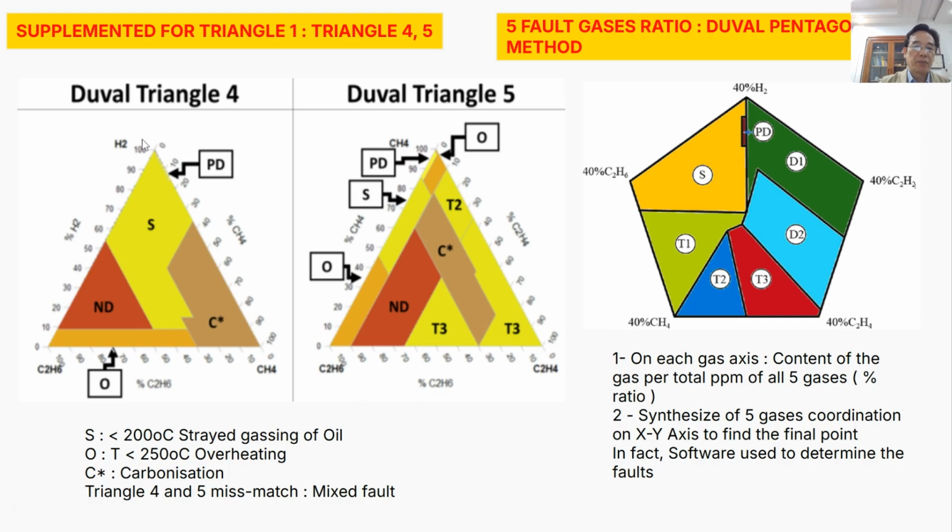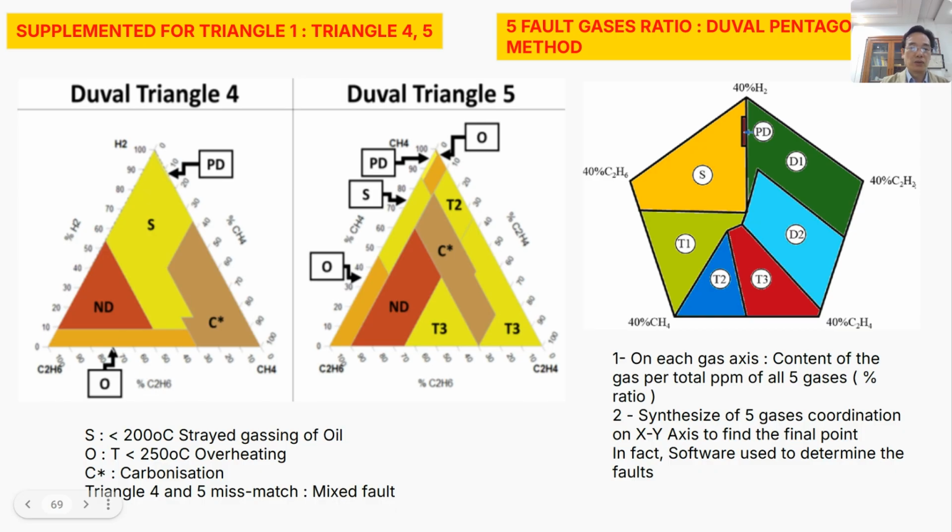Okay, here we have Duval triangle number 4. We consider the ratio in percentage of other gases to determine what is the problem. Here we consider hydrogen. Then on the next edge of the triangle, we consider methane CH4. Then we consider ethane C2H6 on the other.